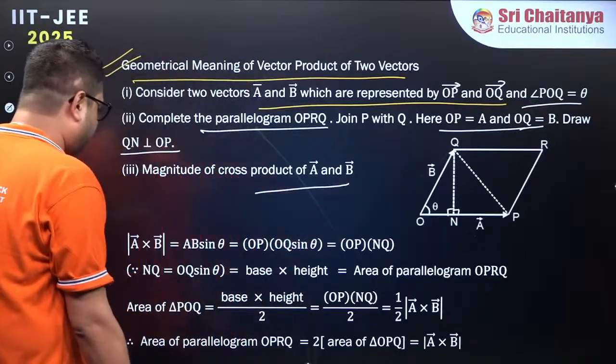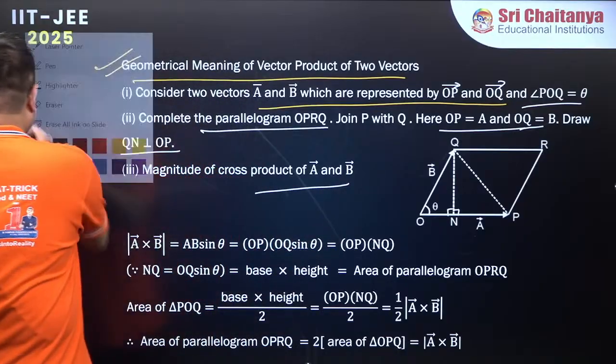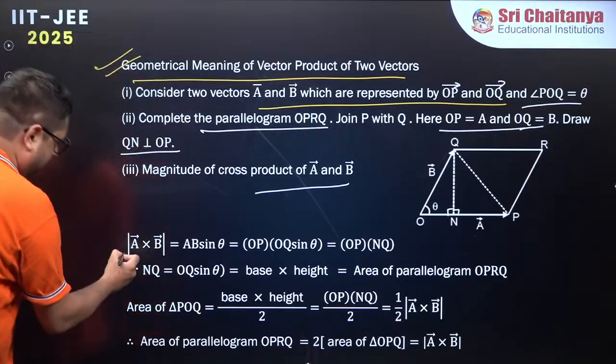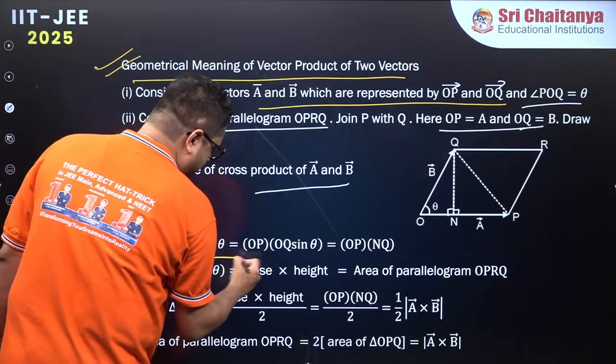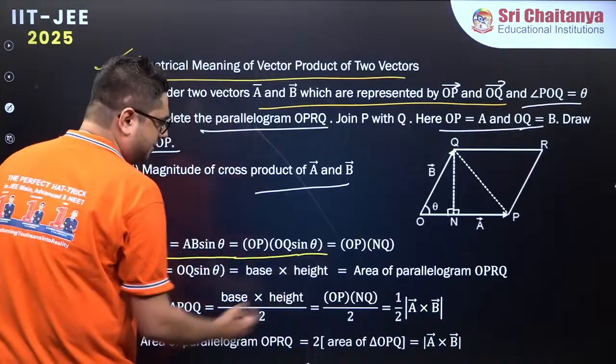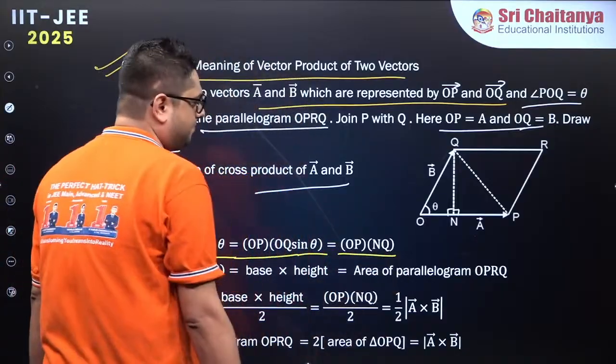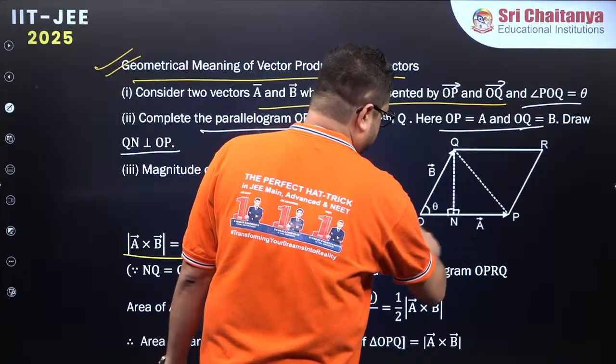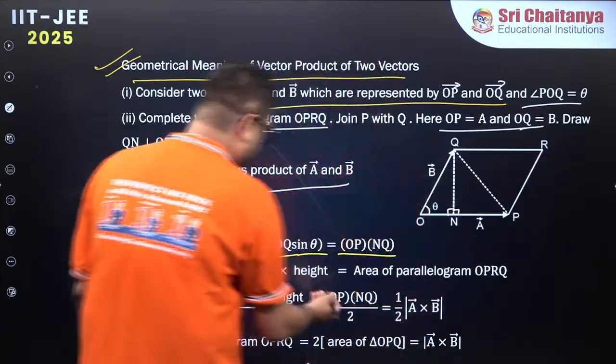So now what we have to do, A cross B, you can write it down. This is a very important note. You can see that the magnitude of A cross B is equal to AB sin theta, which is OP OQ sin theta, which is equivalent to OP into NQ. I hope you are getting this, OP and NQ. We are just trying to multiply them.